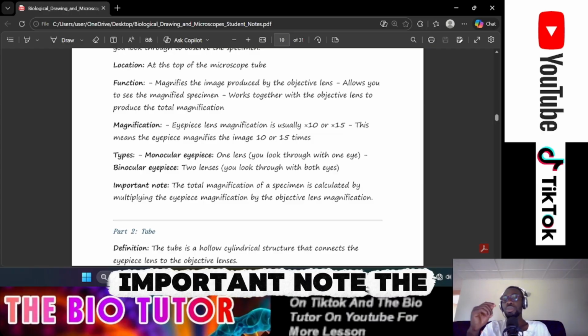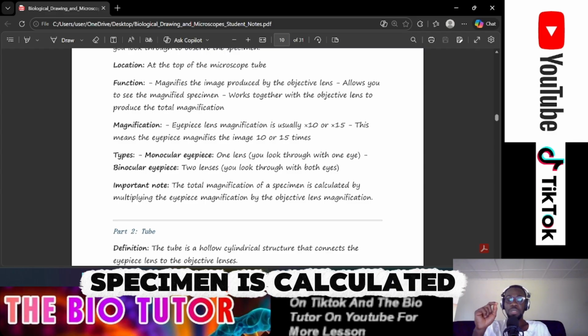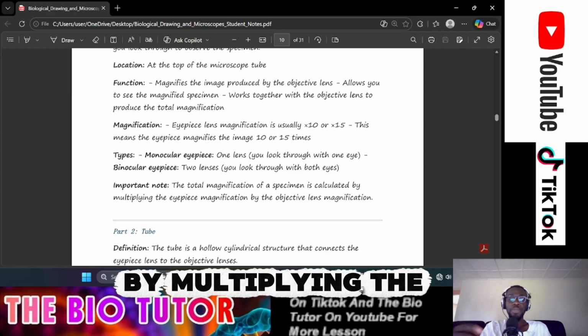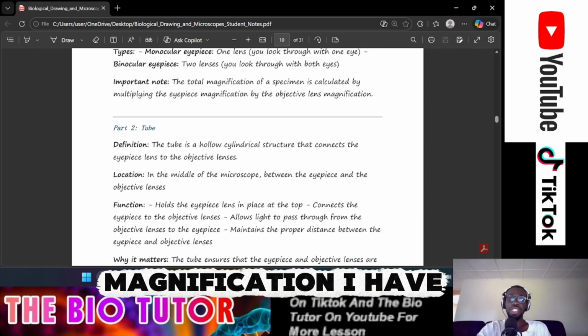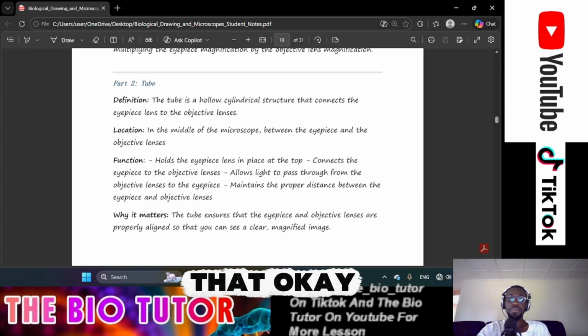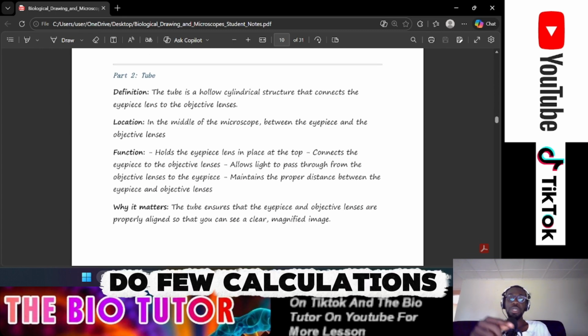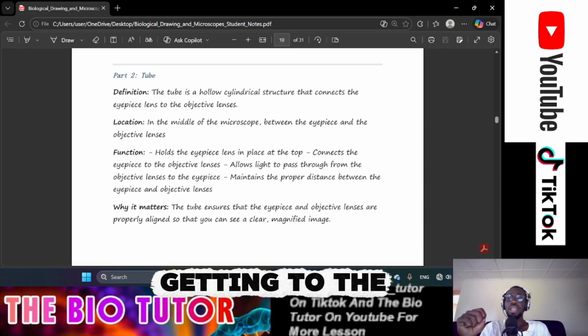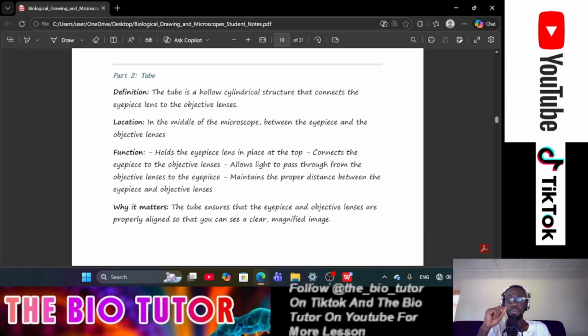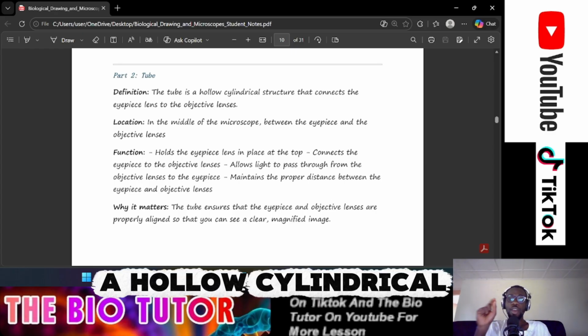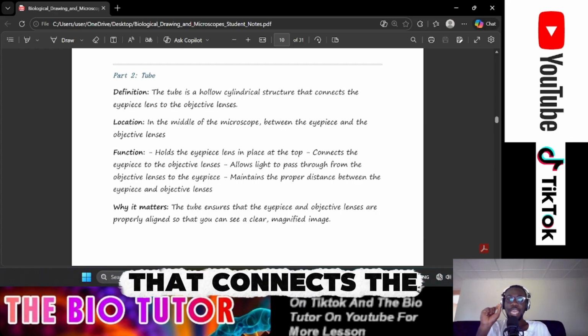Important note: the total magnification of a specimen is calculated by multiplying the eyepiece magnification by the objective lens magnification. I have already talked about that. We will do a few calculations when we get to the latter part of this topic. Now let's go to the next part, the tube. The tube is a hollow cylindrical structure that connects the eyepiece lens to the objective lens.